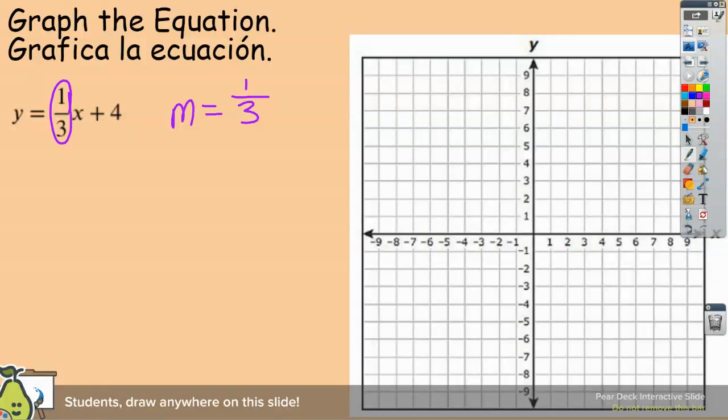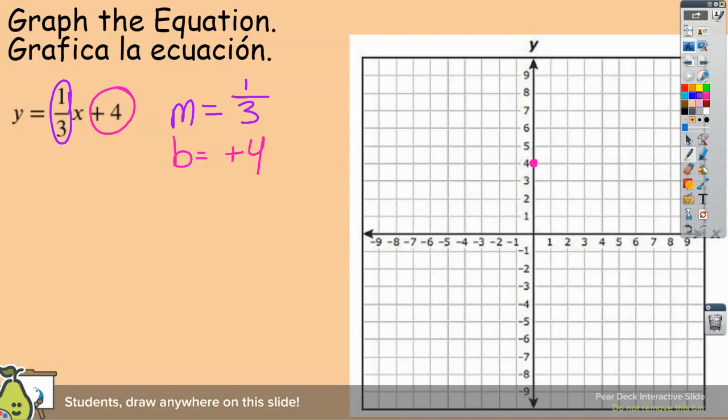And then I am going to figure out my y-intercept, my b, that it says positive 4. Now I'm going to graph that positive 4. So I almost put it on negative 4, but it is a positive 4.